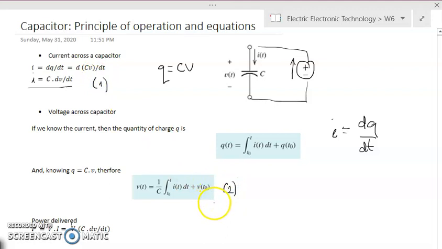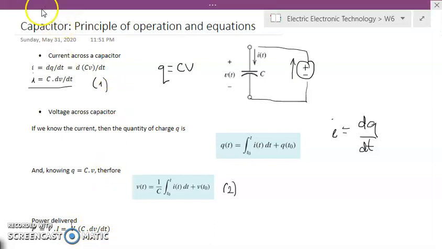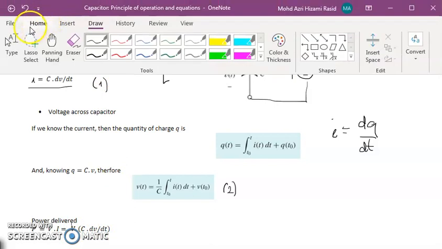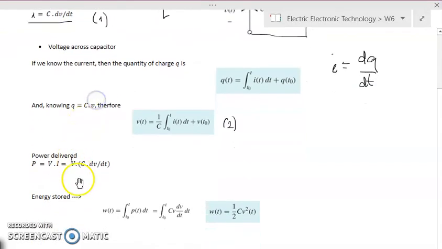Knowing the current and the voltage, we can deduce the next electrical parameter, which is the power delivered. We know that power can be simplified as V multiplied by I, and as we know that I equals C dV over dt, we can therefore calculate the power delivered by a discharging capacitor equals V multiplied by C dV over dt. And there's another thing: not just power, we can also calculate the energy stored by the capacitor. Energy, compared to power, is just the integral of power, the integral of p(t) dt.